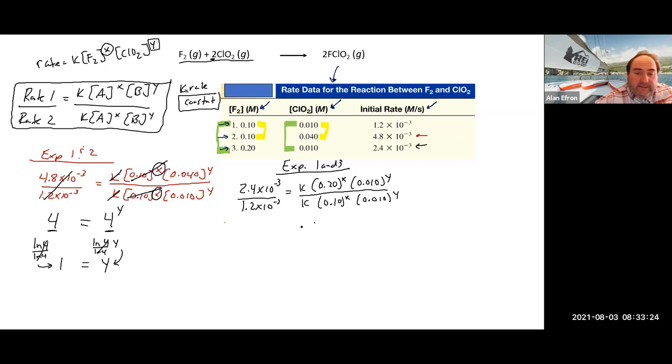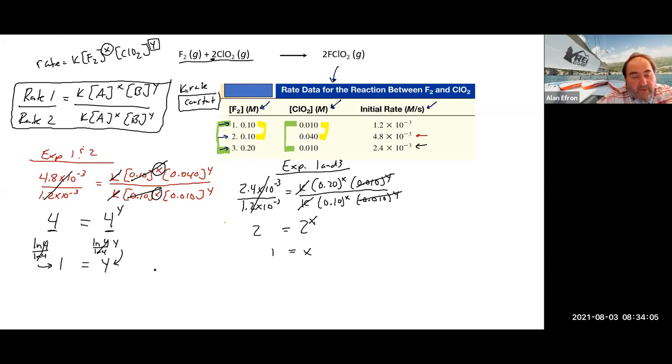And now we're going to do pretty much the same math thing here. We're going to divide these guys out. That gives us a 2. Same logic here. Don't know what K is, but it is going to be the same number, so it cancels out. Here, 0.2 divided by 0.1 gives me 2 to the X. And again, we already know that this is going to completely cancel out. And at this point, again, you could probably visually see that X in this case would equal 1. By the way, the orders won't always equal 1, but just happens to be in this case. So that tells us now that the order with respect to F2 in this reaction is also first order.